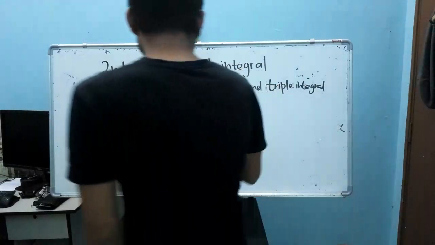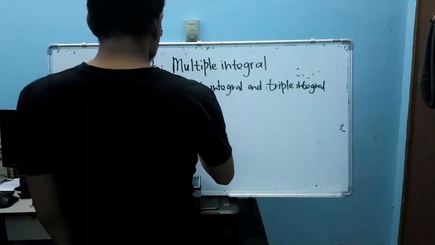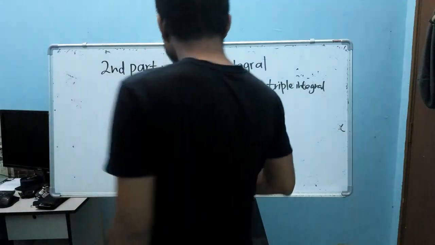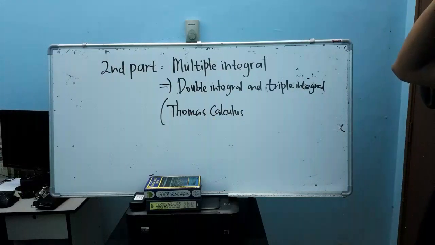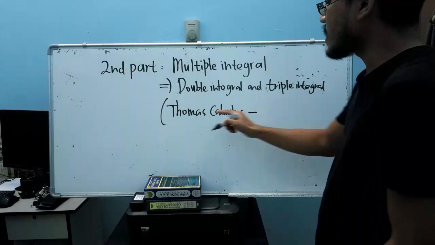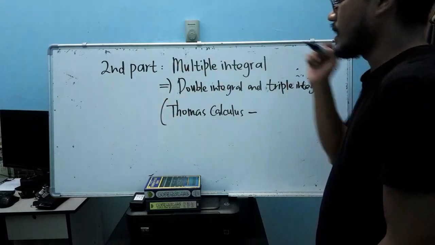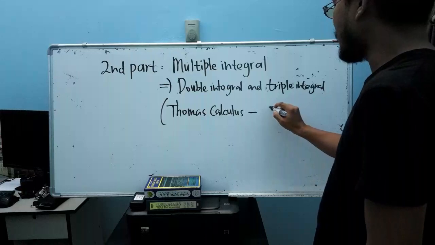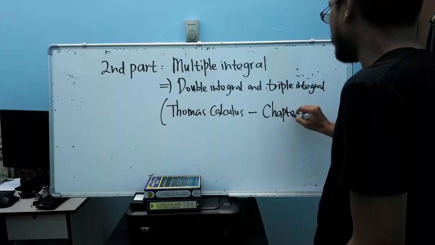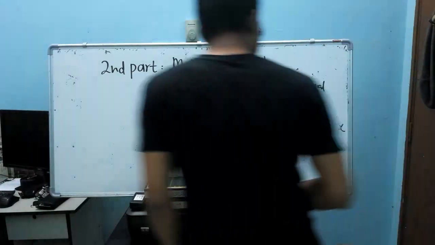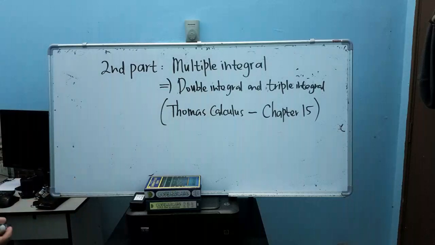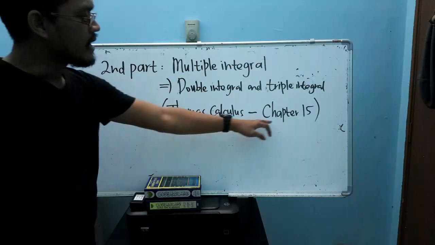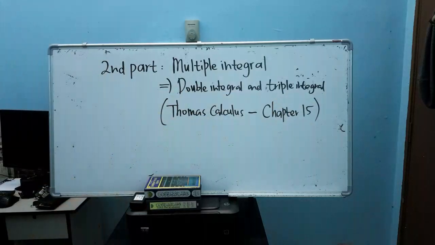I will still use the textbook, Thomas Calculus. In Thomas Calculus, partial derivatives are covered in chapter 14, and for multiple integral we will cover chapter 15. So this will be your textbook. For multiple integral, I will use Thomas Calculus, and only chapter 15.